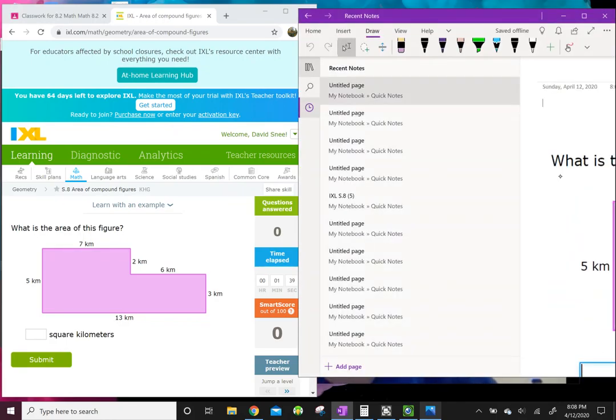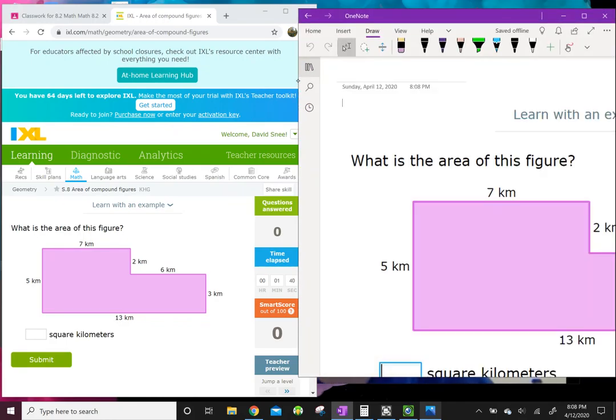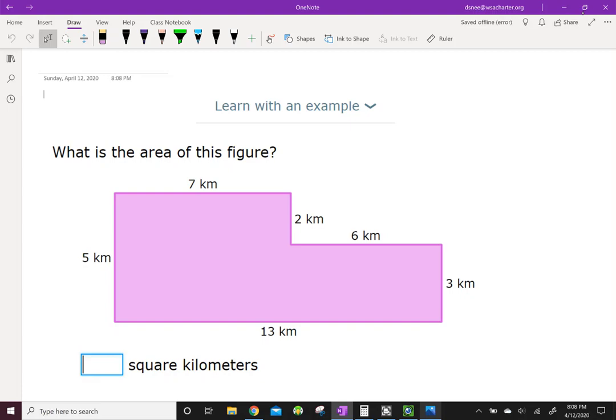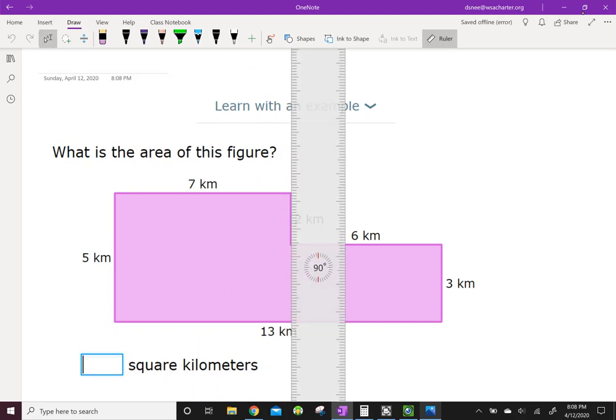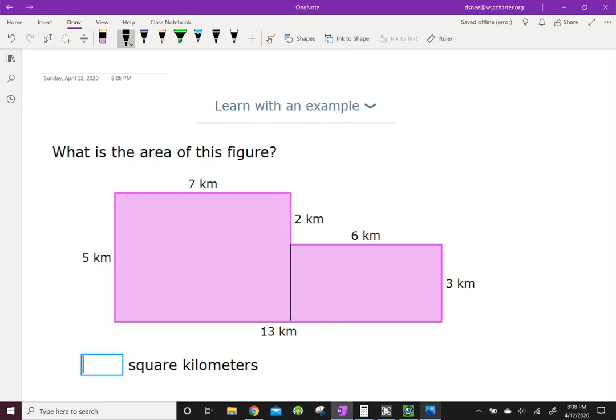Some will be rectangles and squares and triangles and semicircles and so on. Okay, so all you have to do is cut each one of these shapes up in a way that you can find the area of the parts. So this one, I would draw a line right there, and I would say I've got two rectangles.